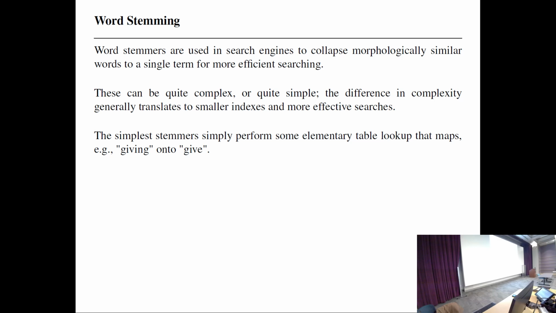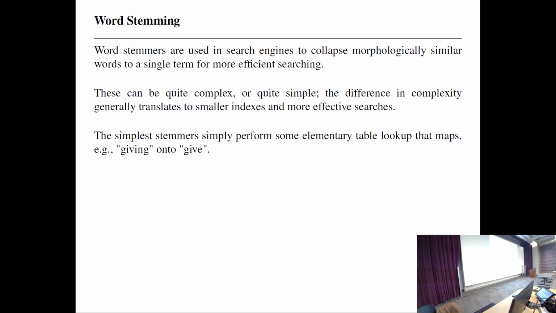The problem, of course, with that is that if you build that table for the English language, it's going to be really, really big, right? For every word, you have to look it up and translate it to its canonical form. Does everybody understand what I mean when I say canonical form? That's sort of the base form.